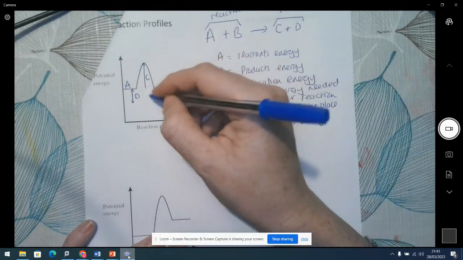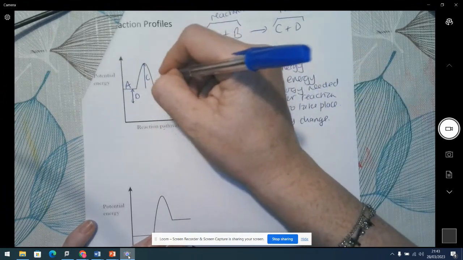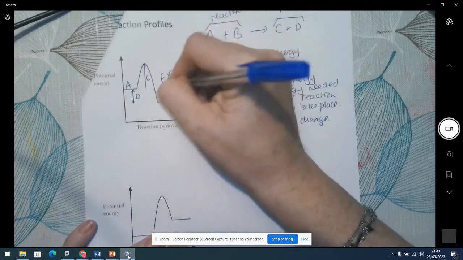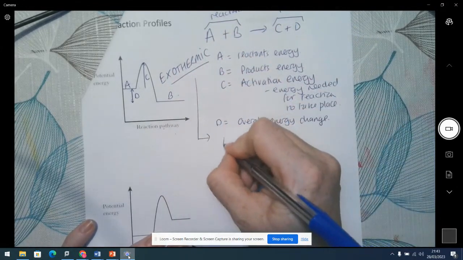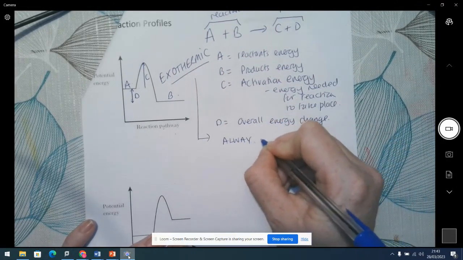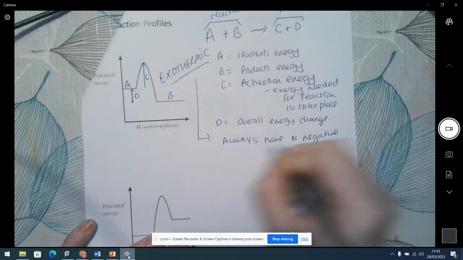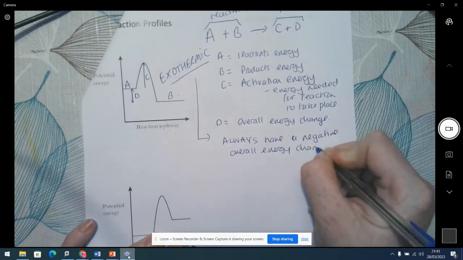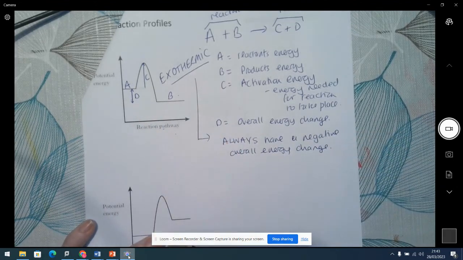I can tell from this, because my products have a lower energy than my reactants, that this is showing me an exothermic reaction. And I know that because exothermic reactions always have a negative overall energy change. That's indeed what it would be in this example.